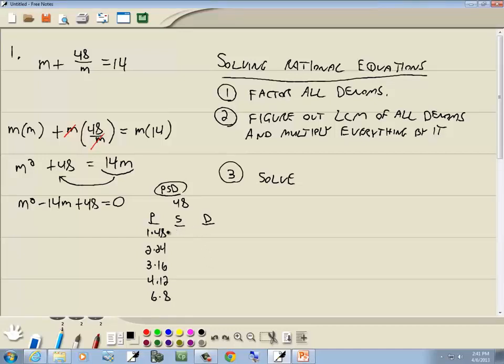In the S column, we add these together. 1 plus 48 is 49, 2 plus 24 is 26, 3 plus 16 is 19, 4 plus 12 is 16, 6 plus 8 is 14. Difference column, we subtract smaller from larger. 48 minus 1 is 47, 24 minus 2 is 22, 16 minus 3 is 13, 12 minus 4 is 8, and 8 minus 6 is 2. The number we're looking for is the number in the middle term, which is 14, which is right here. So we're going to use 6 and 8.